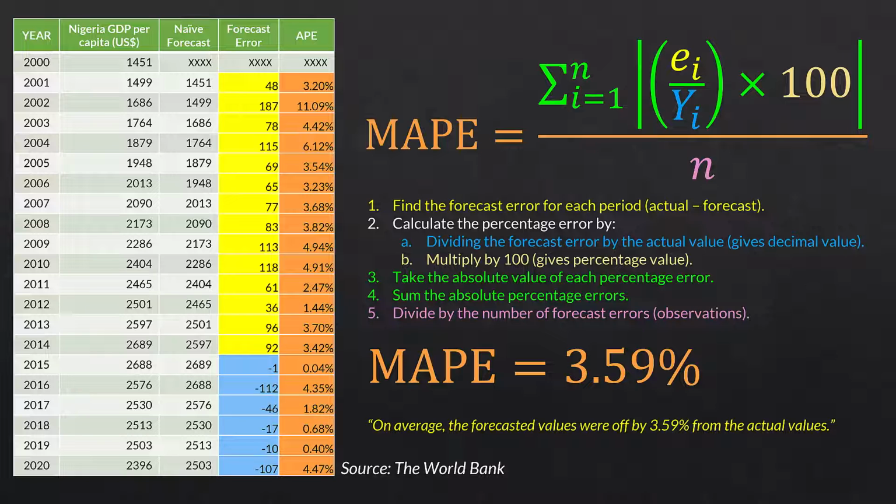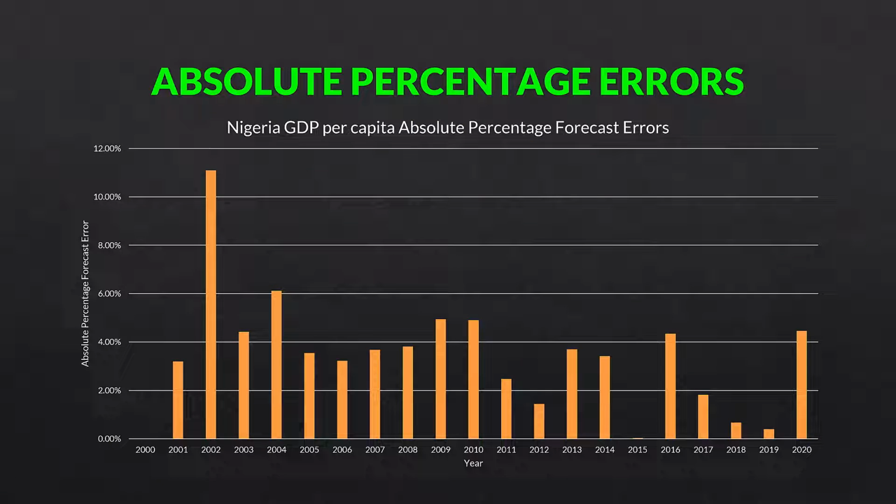This will also allow us to compare different forecast methods. So we've used a naive forecast only up to this point, but when we use other forecast methods, the MAPE makes comparing them easier, and therefore we can find the best one easier. So here is a graph of the absolute percentage errors. So this is the final column in that table we saw on the previous slide.